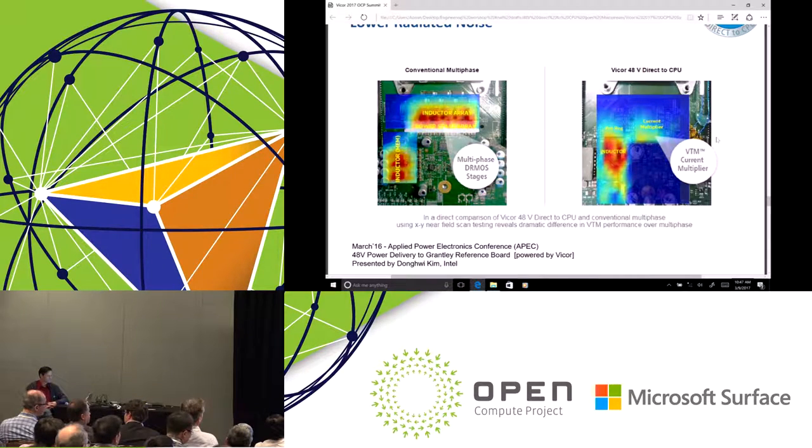So this further adds to density on the board. Not only is the part smaller than a conventional design, but now for routing, you can take signal lines, move them closer to the VTM, move them under the VTM.